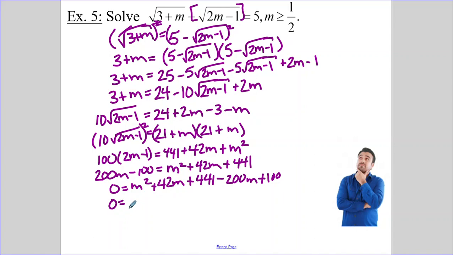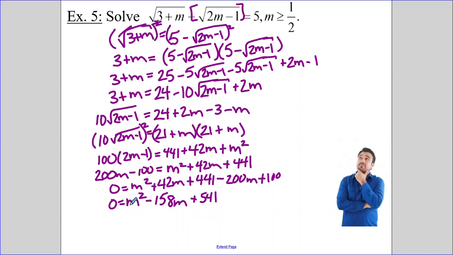Okay, tidy this up. So m squared, and then I've got 42m minus 200m. Okay, so that's minus, sorry, 158m. So minus 158m. And then I've got 441 plus 100. That's 541.